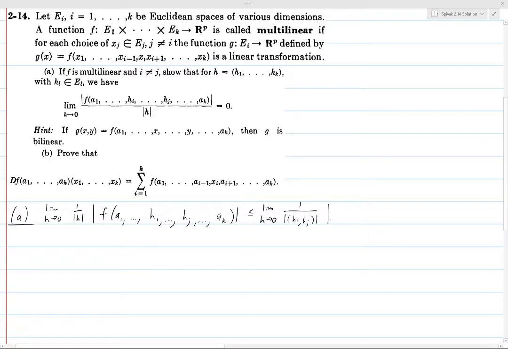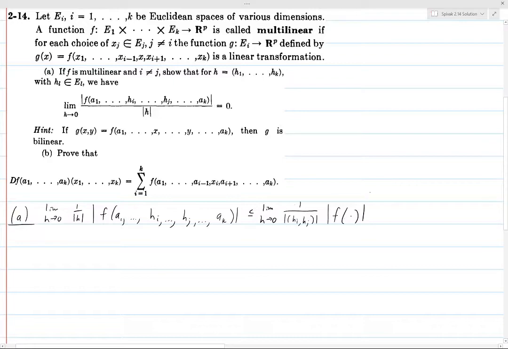And so we'll have, I'll just write f of dot here. And by dot, I mean a_1 through a_k, but then with h_i and h_j thrown in there. It's exactly what we have in the previous, on the left-hand side of the inequality. I just don't want to write it again. But yeah, so we've got this limit.